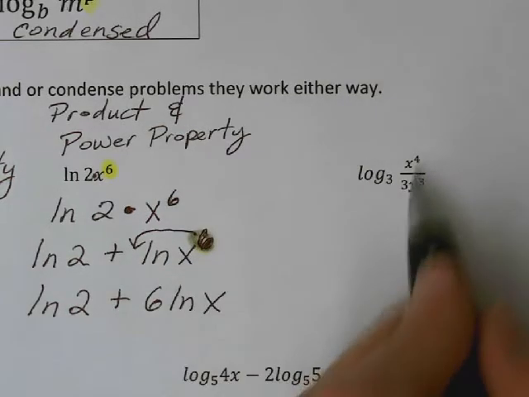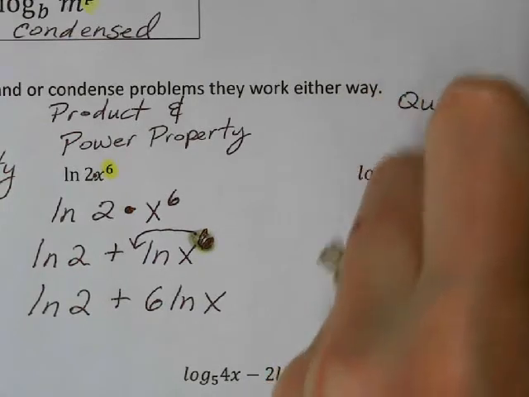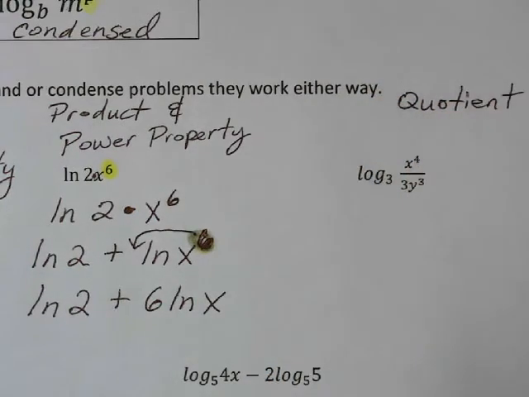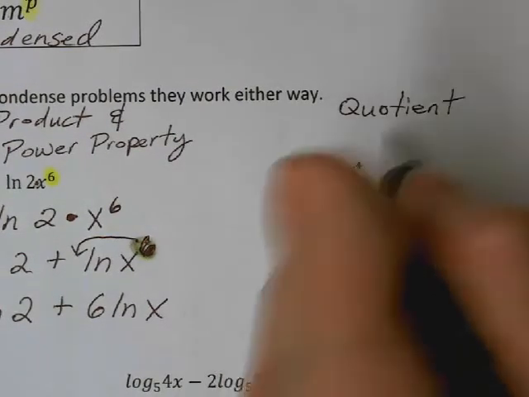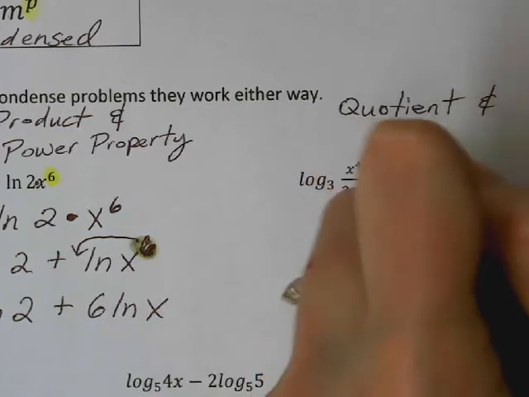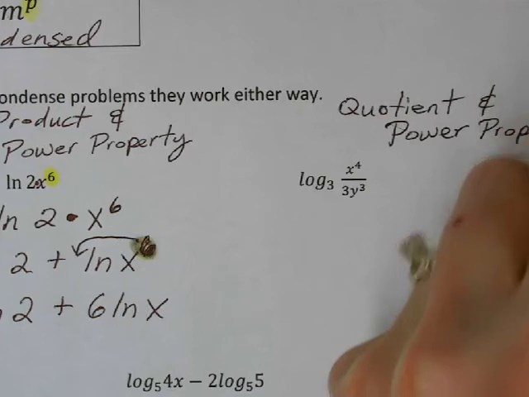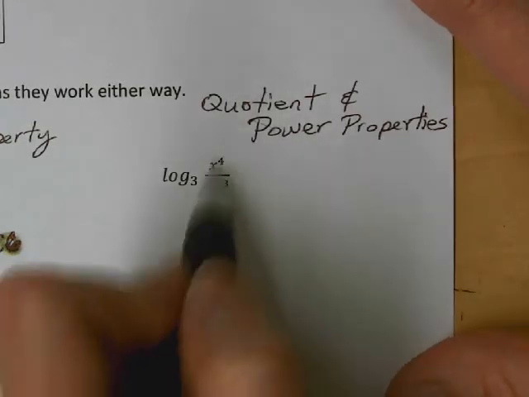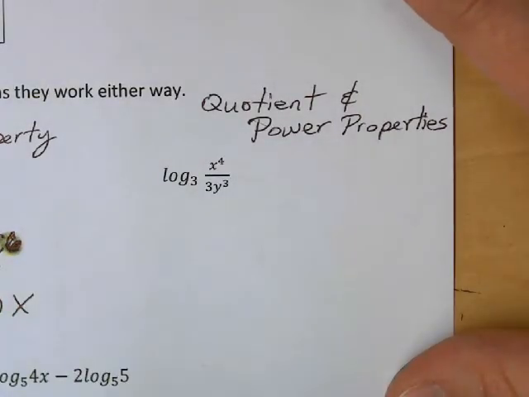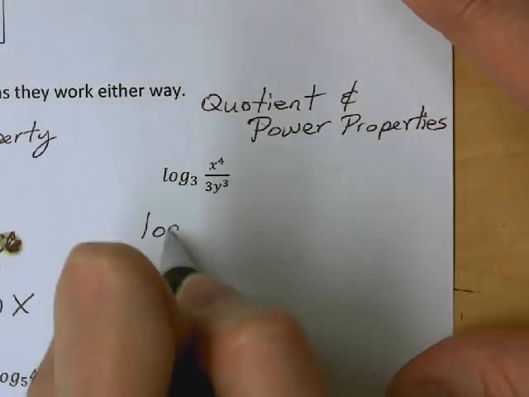Next one is a fraction. So I think it's that quotient property. And then I also see those powers again, so it's going to have the power property also. Quotient and power properties. See, there's more than one thing going on here. So let's first start with, like it says, it's dividing. Okay, so log base 3.